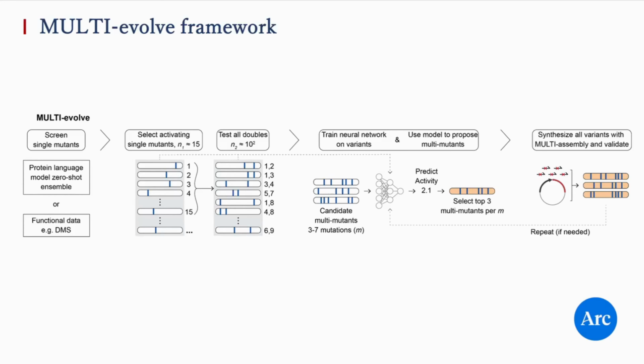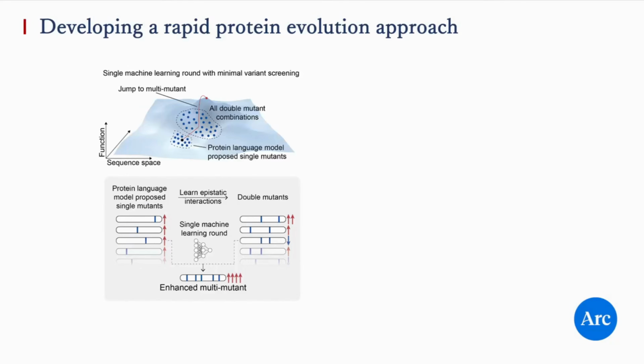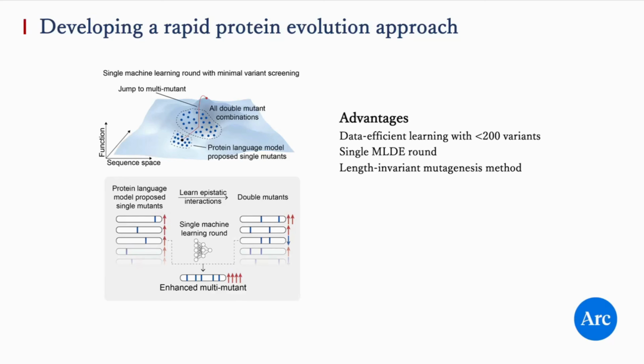Typically, we use models to nominate the top 3 mutations at different mutational edit distances. And in this study, we test variants from 3 to 7 mutations. In the final step, all proposed variants are rapidly synthesized using multi-assembly to experimentally validate. Overall, by combining protein language models, epistasis-aware modeling, and multi-site mutagenesis, multi-evolve provides several advantages over existing methods. This includes data-efficient learning with less than 200 variants, a single machine learning round to engineer multi-mutants, and a length-invariant mutagenesis method to rapidly synthesize and test the proposals.